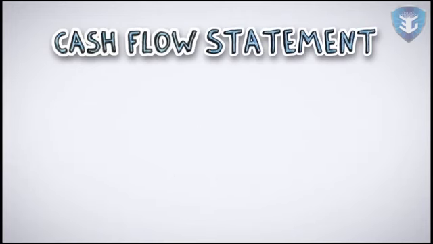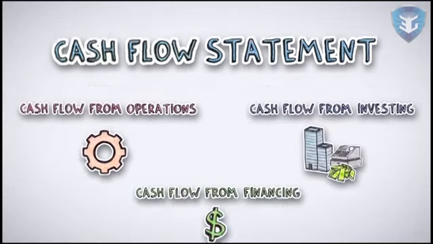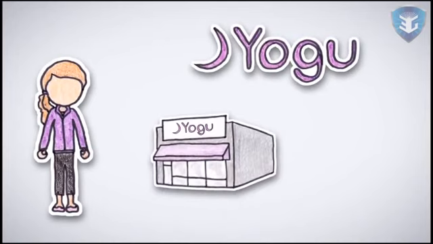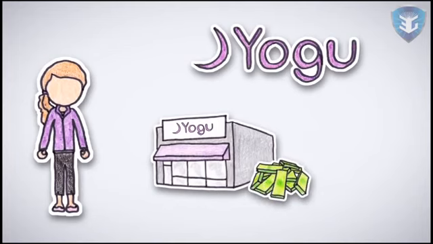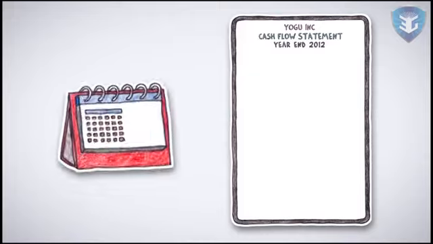The cash flow statement is broken into 3 sections: cash from operations, cash from investing, and cash from financing. Here's Amanda. Amanda is the founder of Yogu, a successful fitness clothing shop. Amanda wants to make sure she has enough cash to pay her bills, so she begins to compile a simple cash flow statement for the past year.